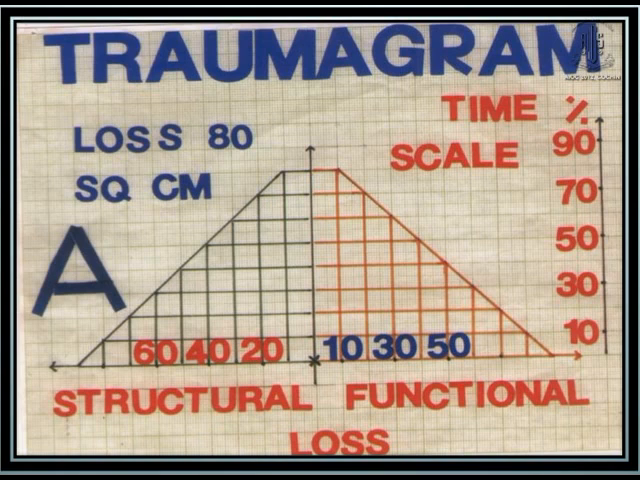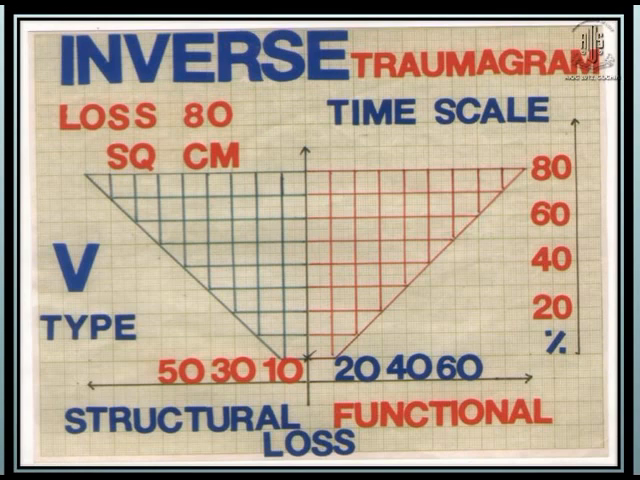Now, this is a type of traumagram, the commonest type, where the maximum damage is done in the earlier stages, and as treatment or the natural course proceeds, it goes on improving. In this case, you get 80 square centimeters, that means 80 units of trauma. So we can measure directly in 80 units. This is A type of traumagram. This is an inverse traumagram. Initially there may be no loss, but as time increases, you find the changes getting more and more.